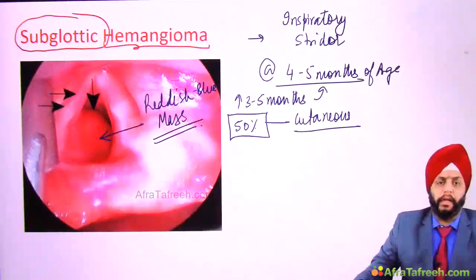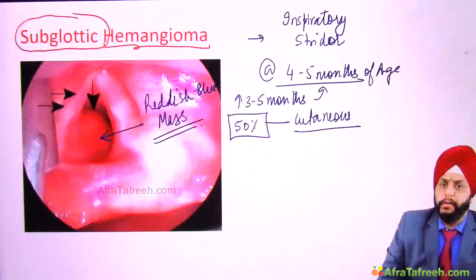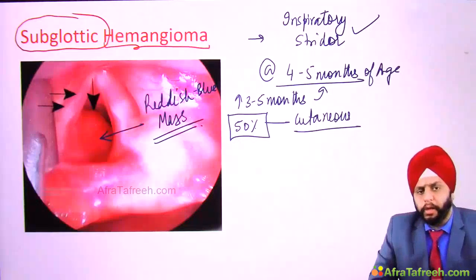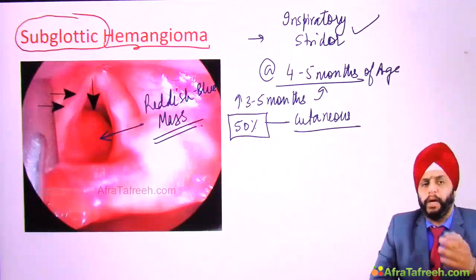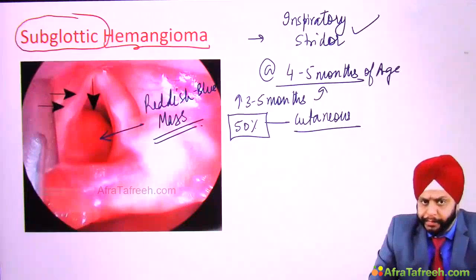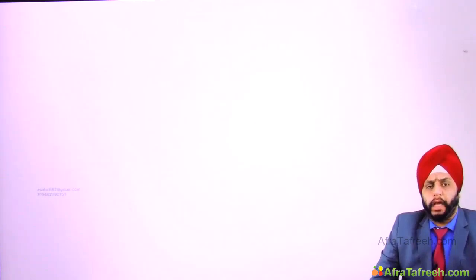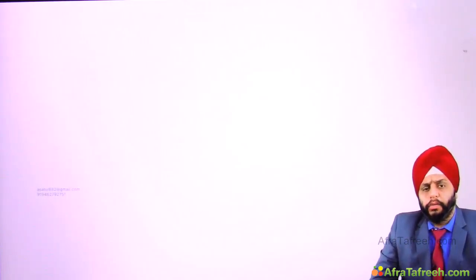So that is why I said subglottic hemangioma has inspiratory stridor, whereas all the other lesions of the subglottis or glottis will cause biphasic stridor. Okay, so these were the congenital lesions of the larynx that I wanted to discuss with you.